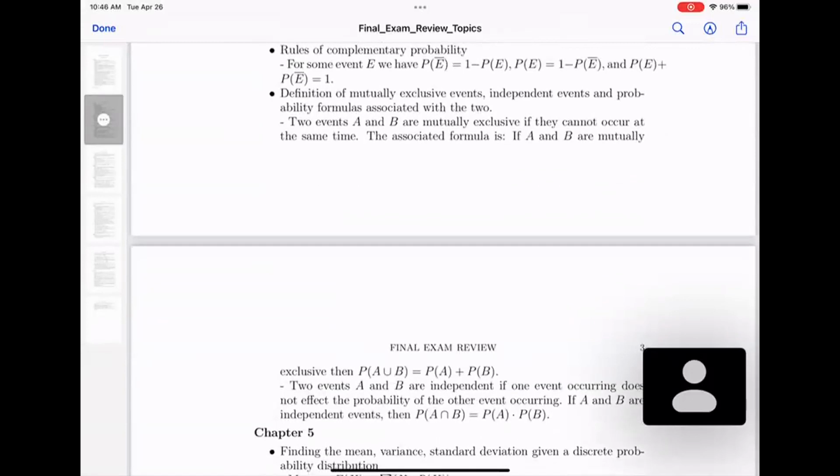Rules for complementary probability, you'll need to know this. There will be a question over it for sure. It says for some event E, the probability of the complement E bar is found by 1 minus the probability of E, or you could rewrite it as the probability of E is equal to 1 minus the probability of the complement. Or you could say the probability of E plus the probability of the complement is equal to 1.